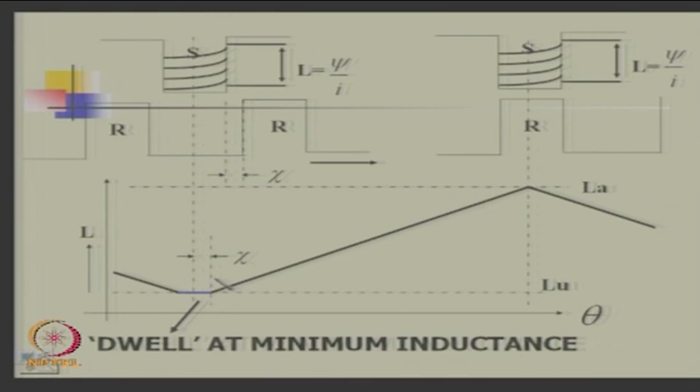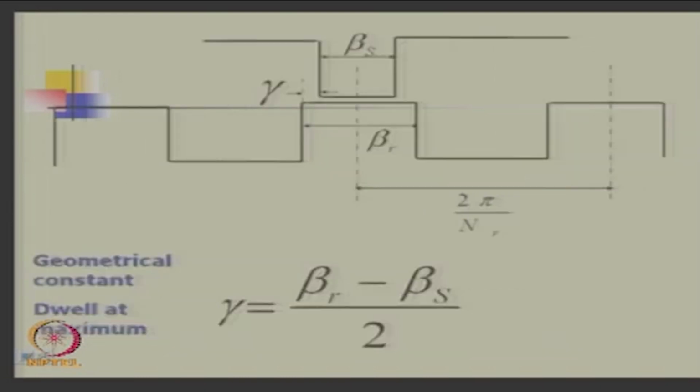One more time, we have taken 3 cases. One is the pole arc of stator and rotor the same, another is they are different. So, if the rotor pole arc is more, there is a dwell at maximum inductance. If the interpolar arc is more, there is a dwell at minimum inductance. Whenever there is a difference between beta S and beta R, we get a dwell at both ends, minimum also and maximum also. Yeah, that is likely to happen, but it depends upon the geometry.